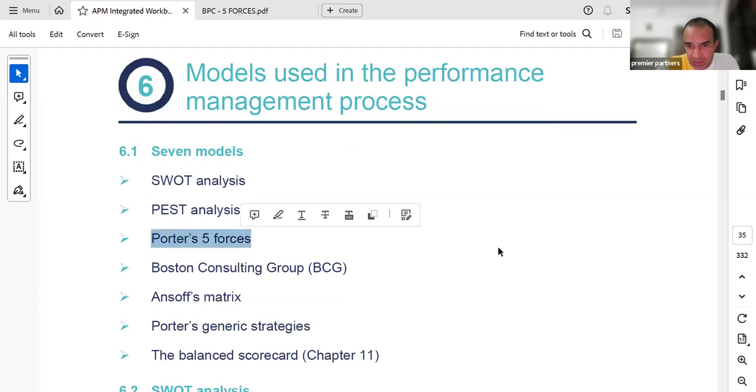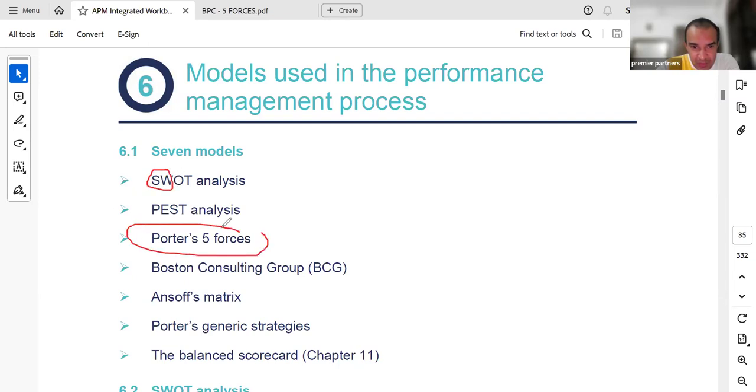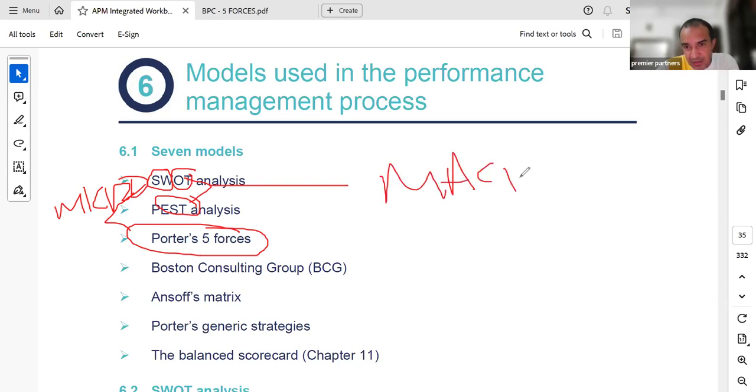Then Porter's Five Forces. Now here, guys, there are two types of environment, macro and micro. Micro means close. So for micro, we will use strengths and weaknesses and Porter's Five Forces. These two are the micro, near environment. Then opportunities and threats and PEST, right? That we will use for the macro environmental elements. That's how this is used.